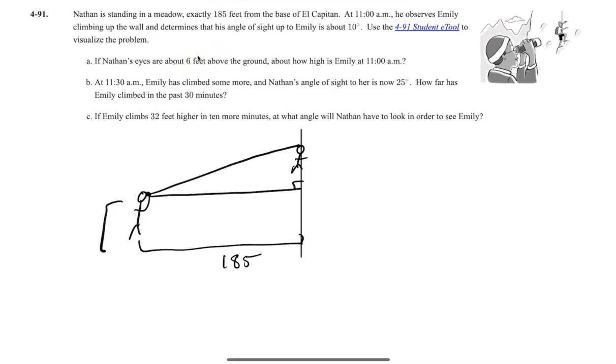So he is 6 feet. That makes this side from here to here also 6 feet, not drawn to scale. And the angle of sight to Emily is 10 degrees. So this is 10 degrees. We just want to figure out how high Emily is, so we're trying to figure out this. So we have a triangle, here's our little right triangle. This is x, this is 10 degrees, this is 185. SOH-CAH-TOA.